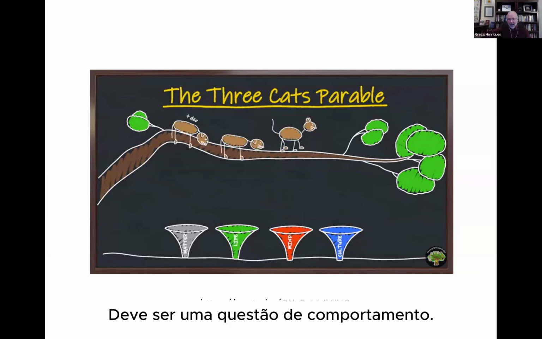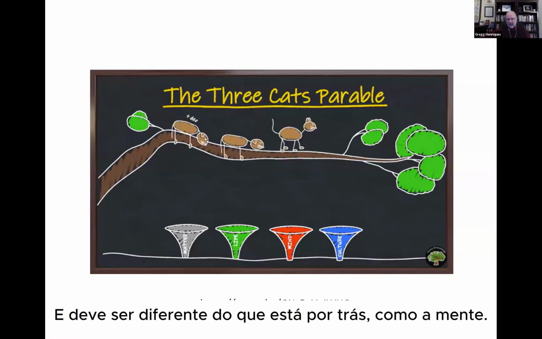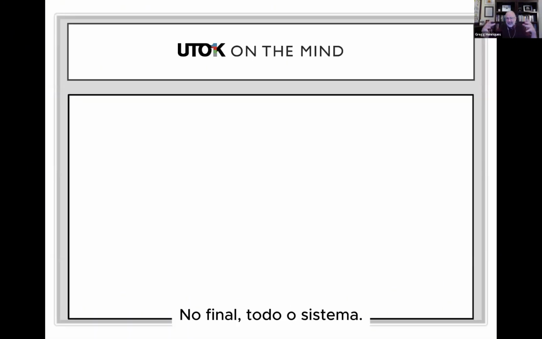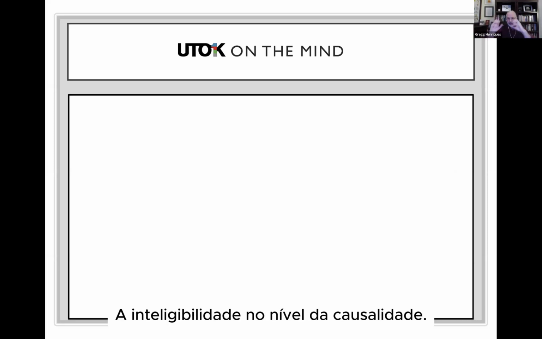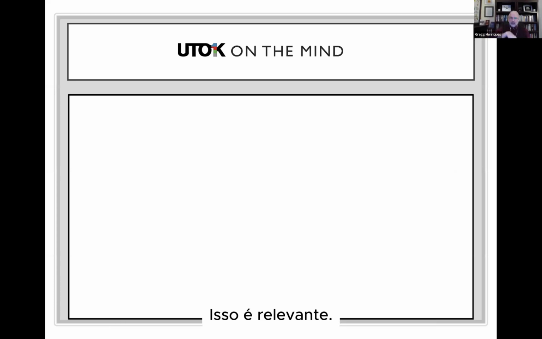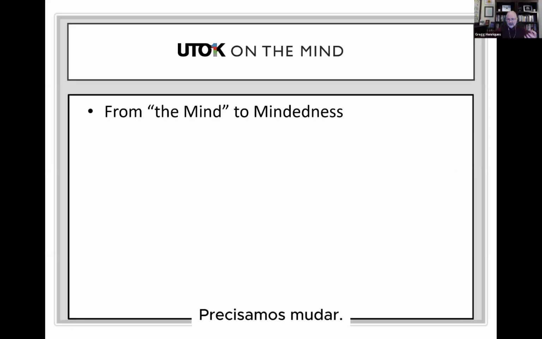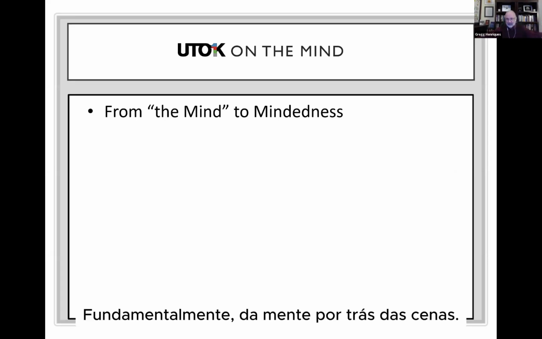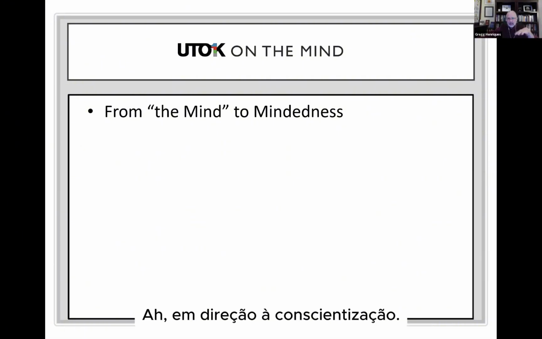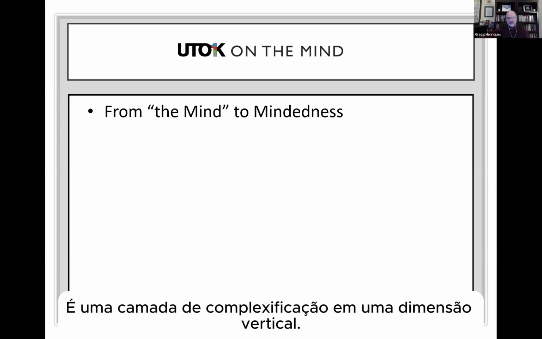It must be behavior matter, and it must be different than what's behind it as mind. But ultimately, the entire system, that's the extended mind, is that we need to think systematically about the level of complexification, the intelligibility at the level of causation that's relevant for what it is that we're trying to understand with precision, to use some of John's terminology. So we need to shift fundamentally from this behind the scenes mind that somehow is separate from the world into mindedness that's a complexification layer across a vertical dimension.